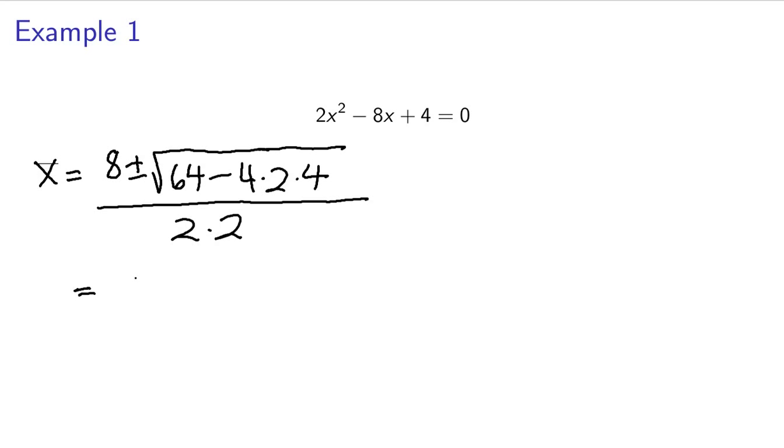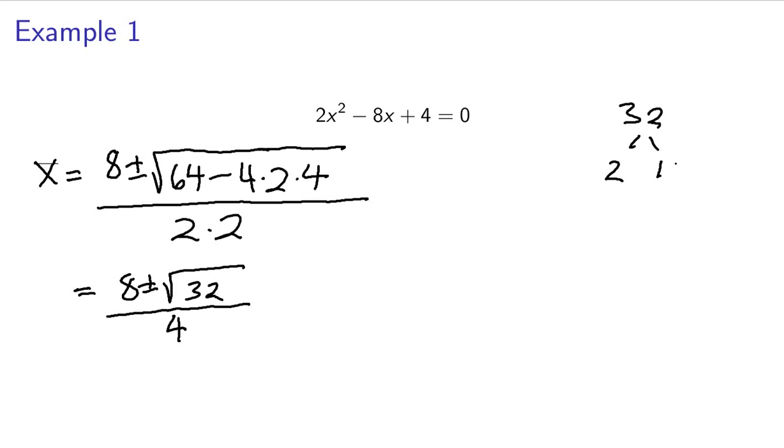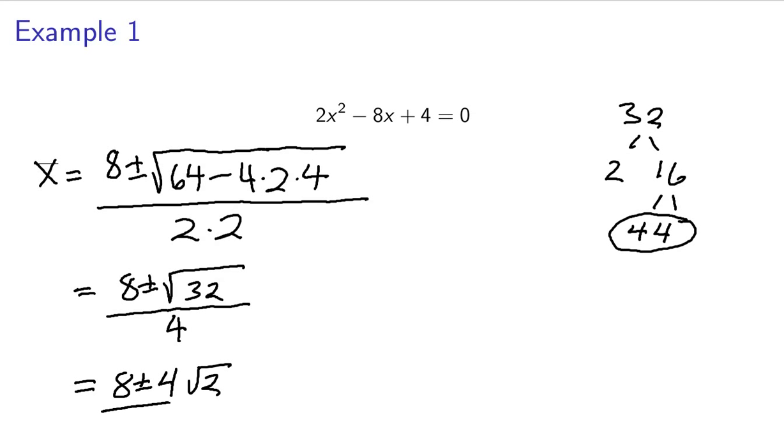Now, 64 minus 4 times 2 is 8, times 4 is 32. 64 minus 32 is 32. And 2 times 2 is 4. Now 32 off to the side, I'm going to do a factor tree of 32 so that I can simplify this radical. I have a pair of 4s that I can pull out. So this becomes 4 root 2 over 4.